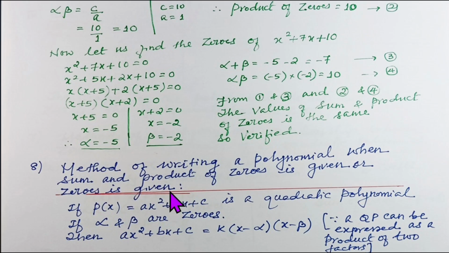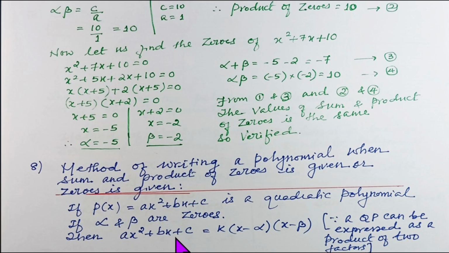Now, the method of writing a polynomial when the sum and product of zeros is given, or the zeros are given. Now what is the meaning of this? We have to find out a method of writing a quadratic polynomial if alpha and beta are given to us. If alpha and beta are the zeros and are given to us, then what would be the relation or formula to find out or to write the quadratic polynomial? Now let us see how we can do that.